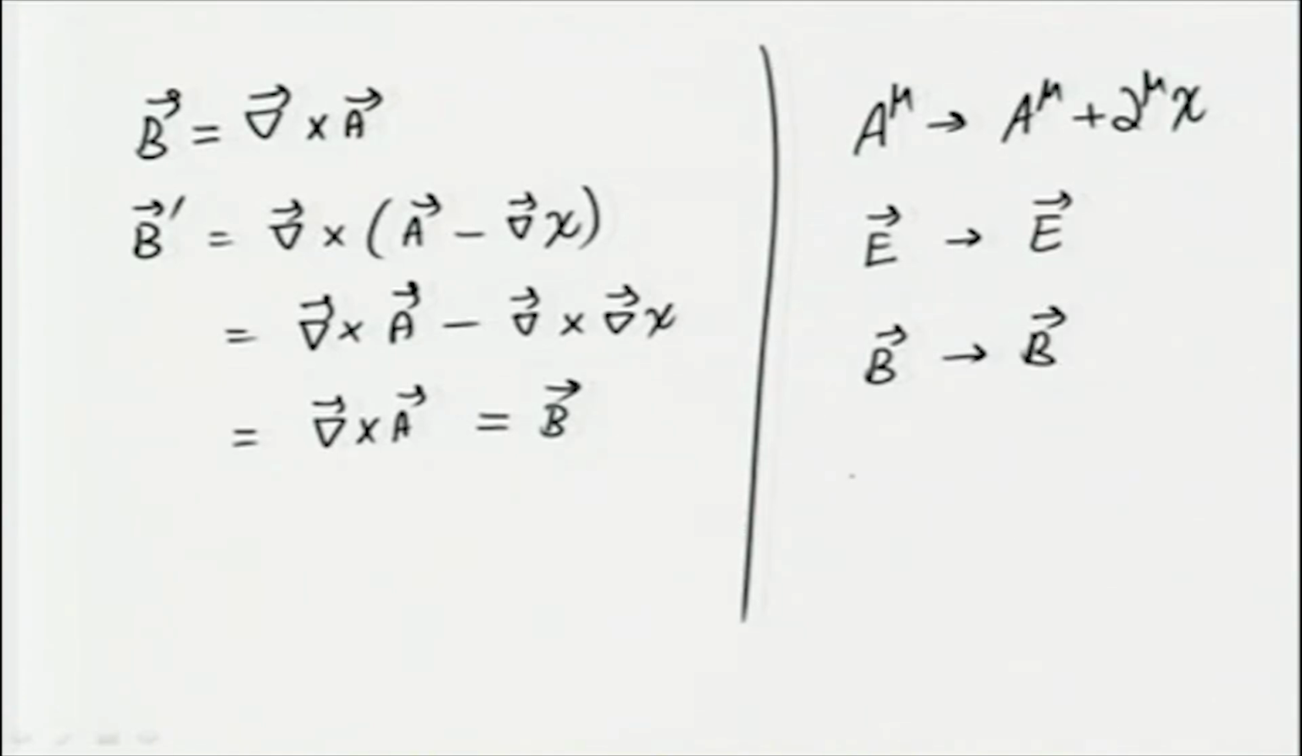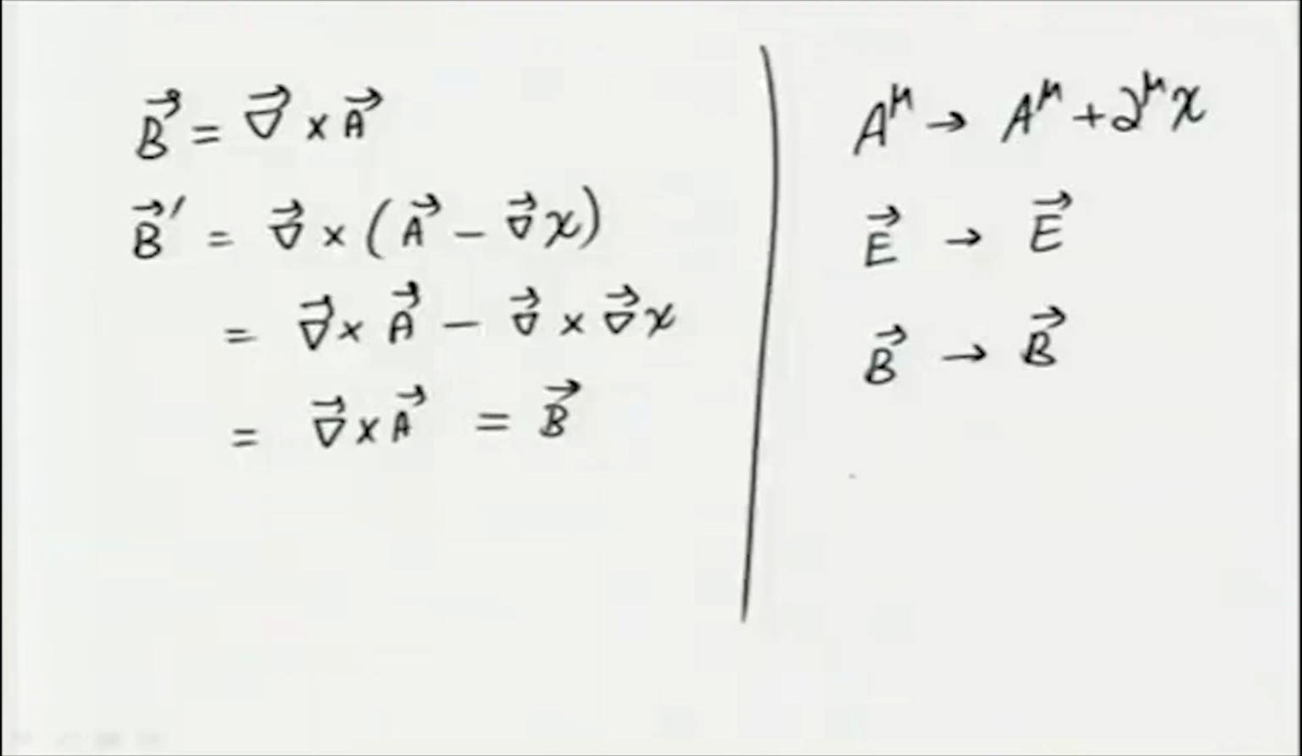You cannot change the different components of A mu independent of each other arbitrarily. If the change in A mu is in this fashion, that A mu goes to original A mu plus a 4-gradient, or dou mu of a scalar function, any scalar function denoted here by chi, then the physical electric and magnetic fields are not changed.